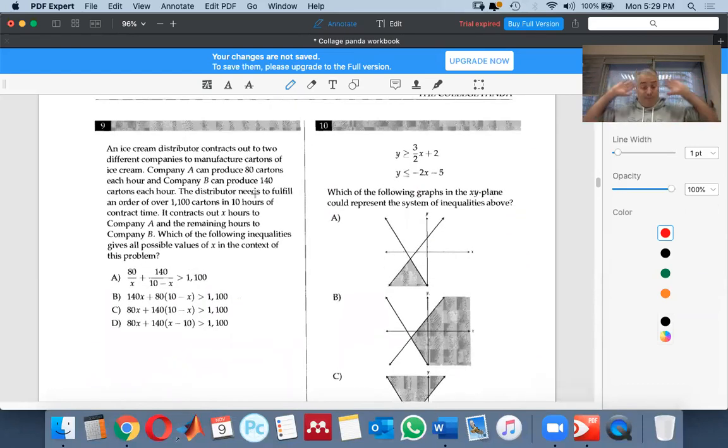Now you try it. Take your pen, pencil, notebook, whatever. So should we solve question 10 or 9? Sorry, 9. Okay. And we can check.